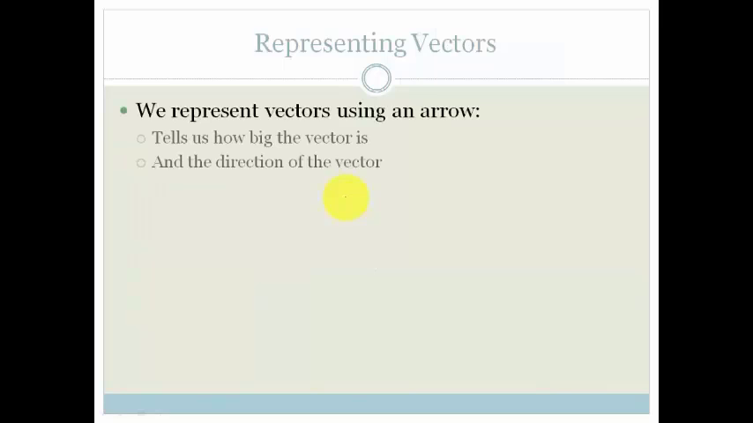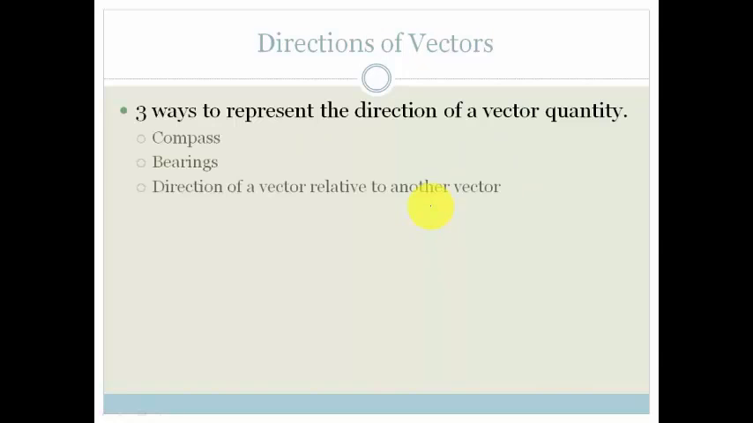Now, representing vectors, we always use an arrow. It tells us how big the vector is and the direction of the vector. If we've got a very long arrow, it means we've got a very big vector, and it's obviously in this direction. Or we have a little vector like that, it means it's a small vector, tiny, so in other words, it's either a short distance or a small force, and that is the direction. Now there are 3 ways we can represent the direction of the vector. We can either use compass, or we can use bearings, or the direction of a vector relative to another vector. So let's just go through these 3.